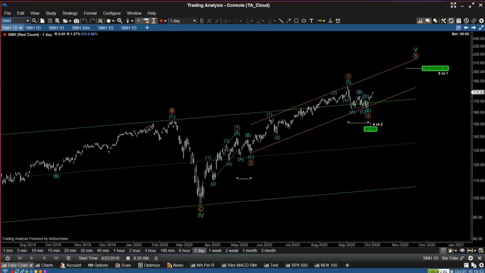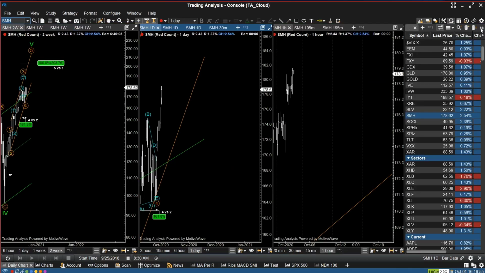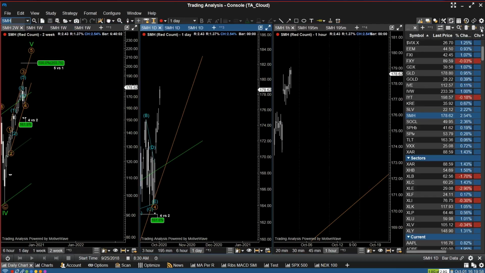So traders, as you can see, we're juggling a couple of wave counts here. The markets are at a bit of a turning point, and we're very curious to see what the election has to bring in terms of potential volatility. So we're going to go ahead and leave it at that.